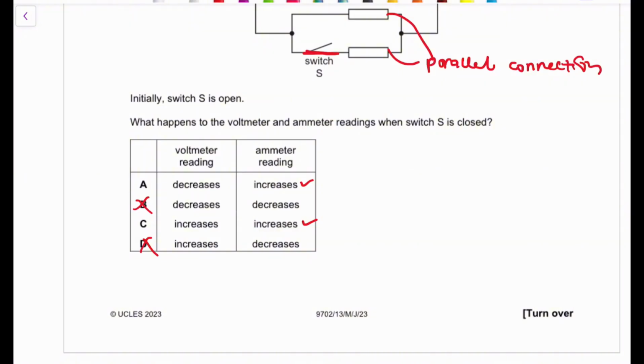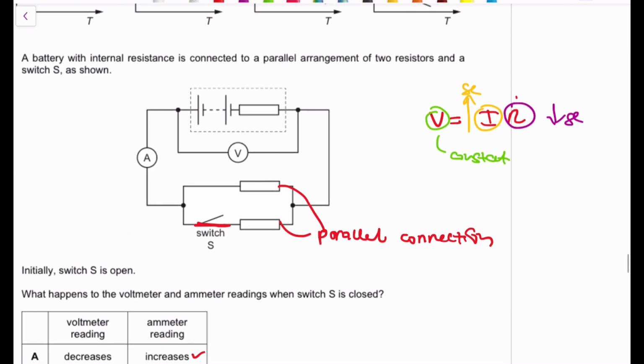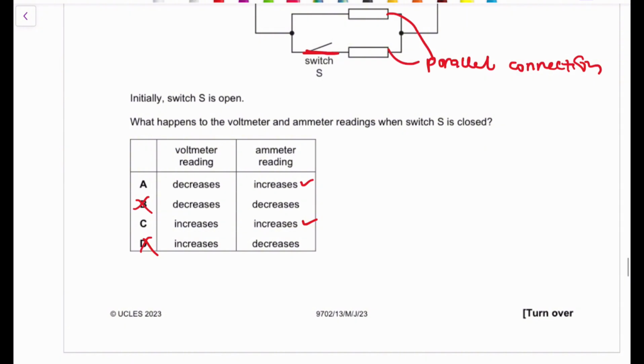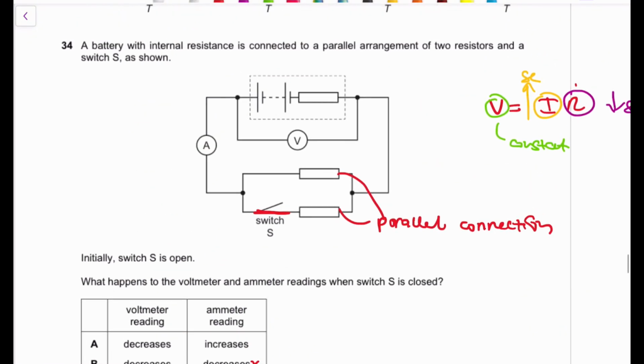But get this. Since the ammeter reading is going to increase, B and D are the ones which are wrong, because B and D are saying that the ammeter reading is decreasing, but the ammeter is actually going to increase. So what's going to happen to the voltmeter reading? Well, this is basically going to give me what I call my V terminal. What voltage am I going to use in the whole circuit? That's what I'm going to get here.